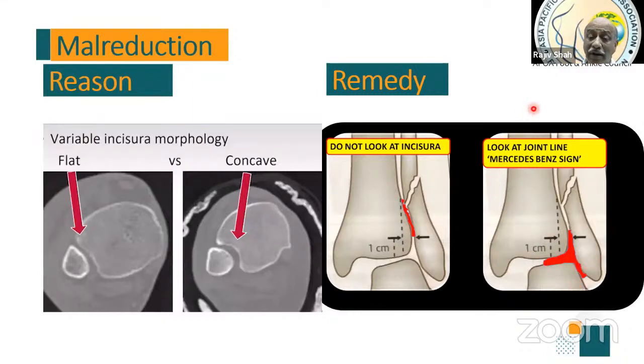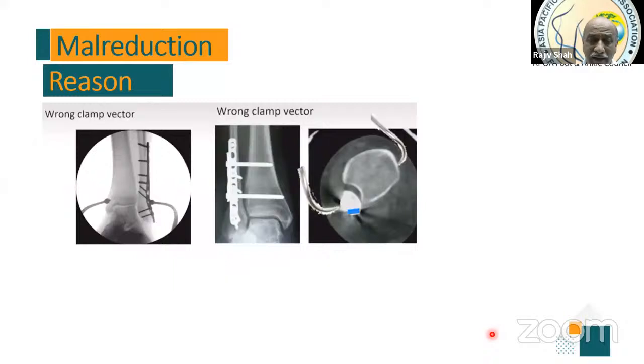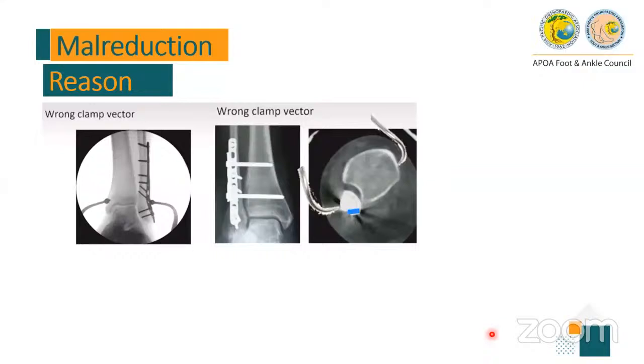So if you do not rely on looking at your reduction at the incisura and go a little down at the level of the joint, you would be able to prevent malreduction. So that is the first thing. Then somebody said that over compression, or the compression in a wrong manner.